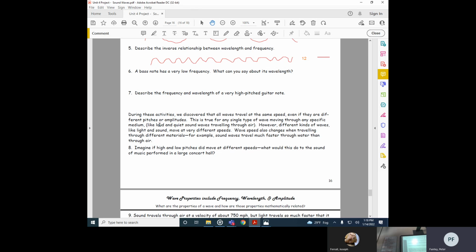Okay, during these activities, we discovered that all waves travel at the same speed, even if they're different pitches or amplitudes. That's what we did last class, wasn't it? Didn't we find basically that the speed of the wave stayed the same, regardless if it was a high or a low pitch? And we found that the amplitude did not change the speed of the wave either, did it? If it was loud or quiet, it still traveled at the same speed.